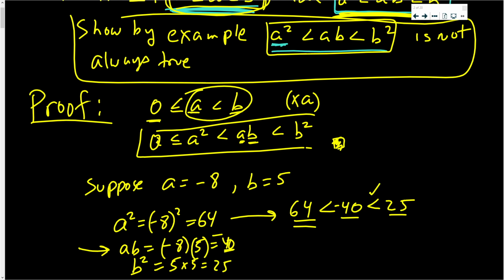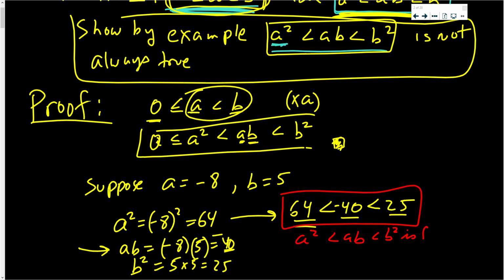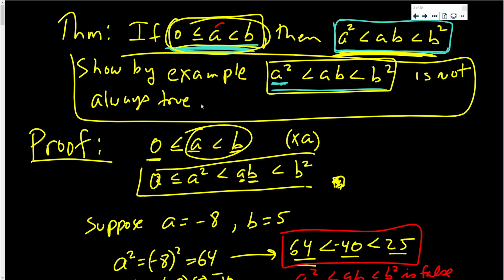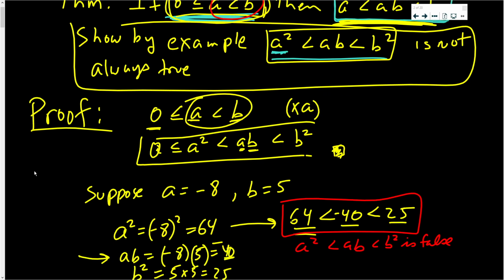The only inequality that is correct is negative 40 is less than 25. But in total, this statement right here is not true. So I showed that A squared less than AB less than B squared is false. It's only true if A is less than B and they're both positive. If A is positive, it's impossible for B to be larger and not be positive.